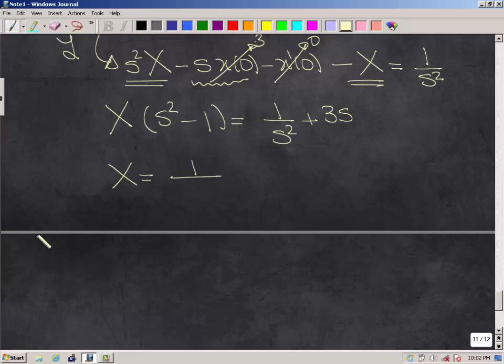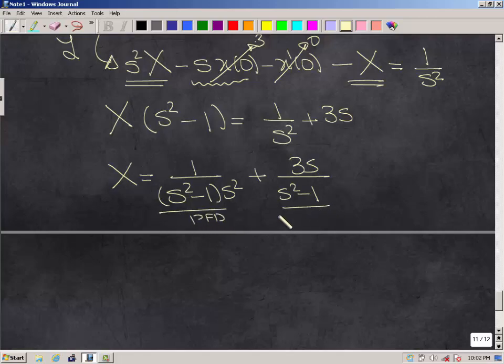Actually this time you can see that, let me just write it, please don't write this for a second. I'll get this plus 3s over s squared minus 1. If this was a plus, this would be cosine, but it's not. So this is not going to help. So I'm going to have to do partial fraction decomposition for this.